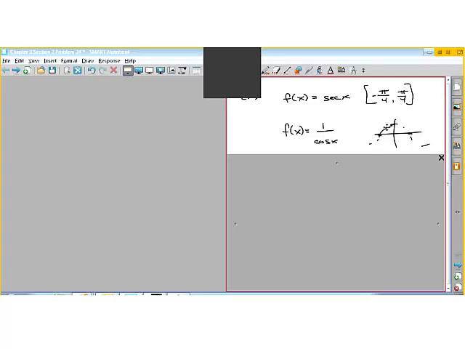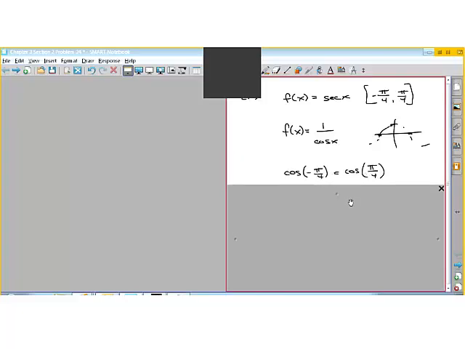The answer is yes, because you remember the shape of the cosine curve. It goes through 1 at x equals 0, and then goes down to 0 at negative pi over 2 and positive pi over 2. So it's symmetric. It's called an even function because it's the same on either side of the origin. So yes, that is true.